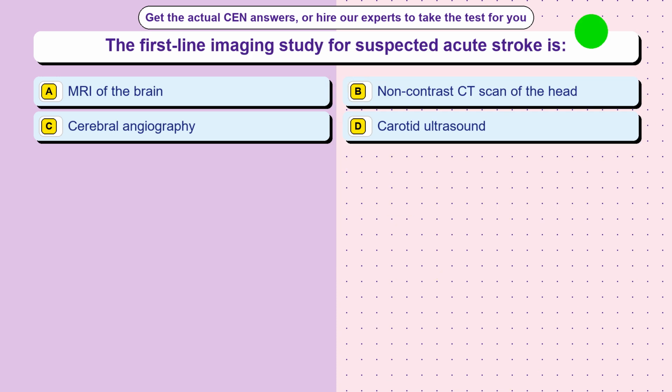Question 66. The first-line imaging study for suspected acute stroke is Option A, MRI of the brain. Option B, non-contrast CT scan of the head. Option C, cerebral angiography. Option D, carotid ultrasound.